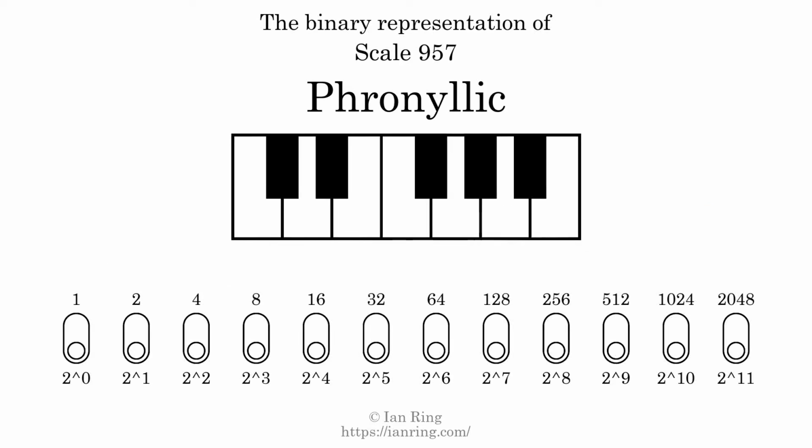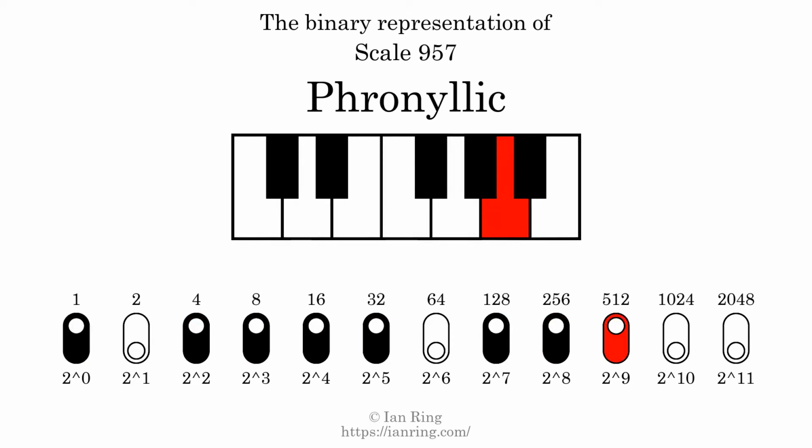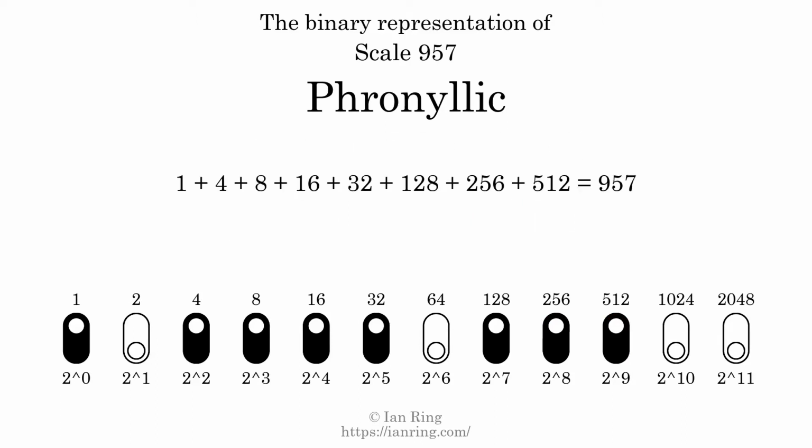The binary representation of this scale is determined by mapping tones of the scale to binary digits. Each binary digit represents a power of 2. To get the scale number, we add the powers of 2 together. The powers of 2 that are present in the scale, all added together, equals 957. That is why the scale number, in decimal, is 957.